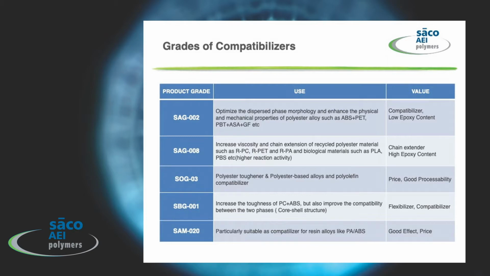So there are many grades of these compatibilizers that come from Fine Blend. They've based these on different chemistries that they're looking to compatibilize or react with. The SAG grades have different levels of GMH or GMA. The SOG materials and SBG and SAM materials react with different backbones differently. So we will have a series of more in-depth videos on these compatibilizers and the polymers they're used in, in future videos.